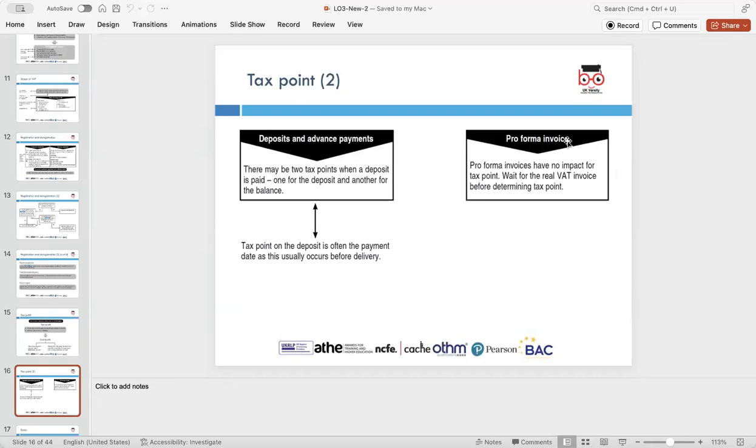Pro forma invoices, which are preliminary invoices provided before the actual VAT invoice, do not impact the tax point. It is essential to wait for the issuance of the official VAT invoice before determining the tax point for transactions. The tax point for deposits and advance payments is important for accurately accounting for VAT and ensuring compliance with VAT regulations.